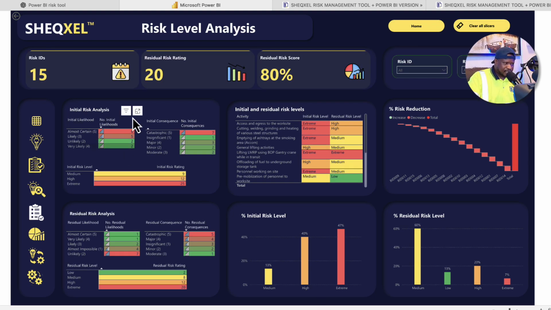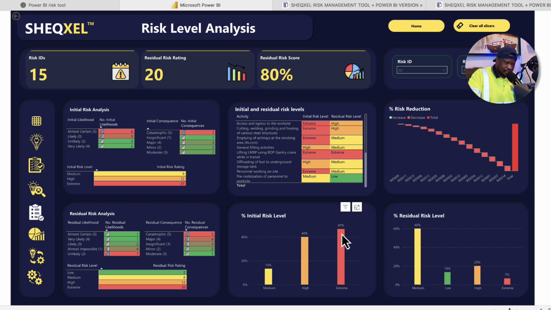Now over here, accounting how many times did we capture the likelihoods for various levels of likelihood? How many times did we capture consequence for various levels of consequence? How many risk ratings do we have for medium and all of that? This one is giving us at a glance the heat map for initial and then residual, percentage of medium, percentage of high, percentage of extreme, pre-mitigation, post-mitigation, percentage of medium, low, high, and extreme.